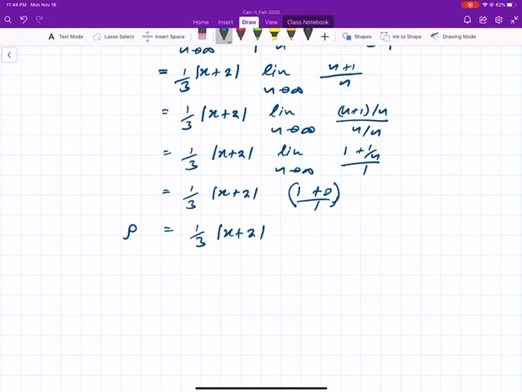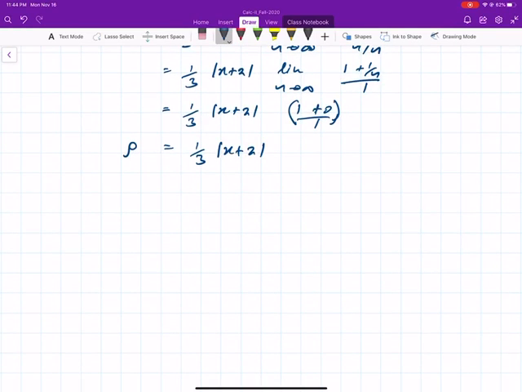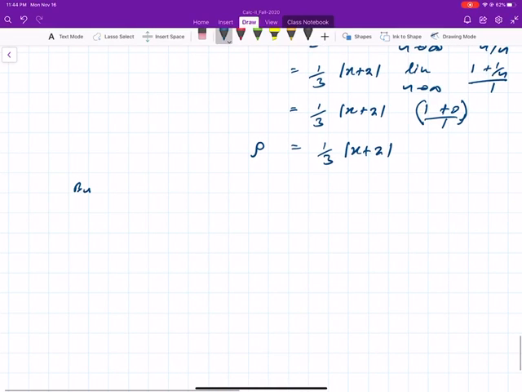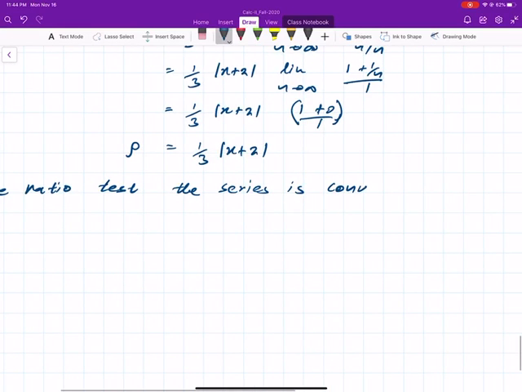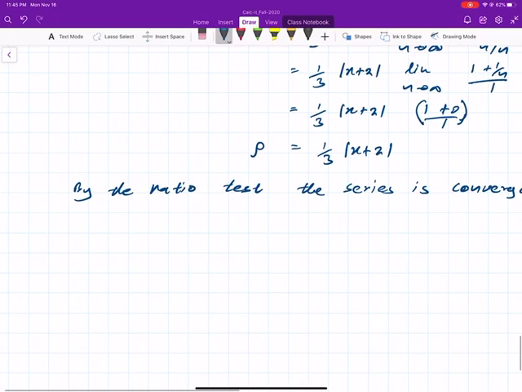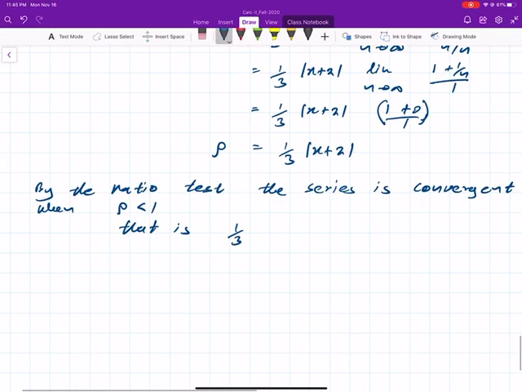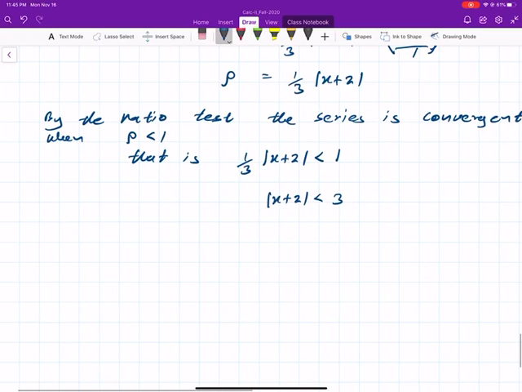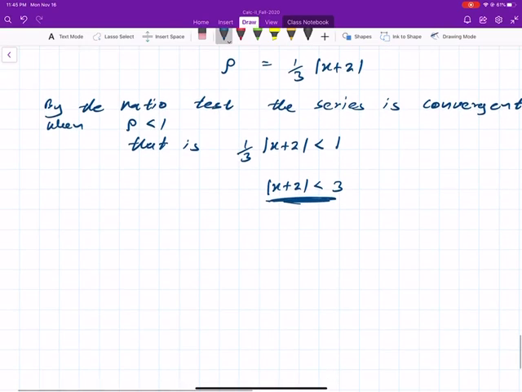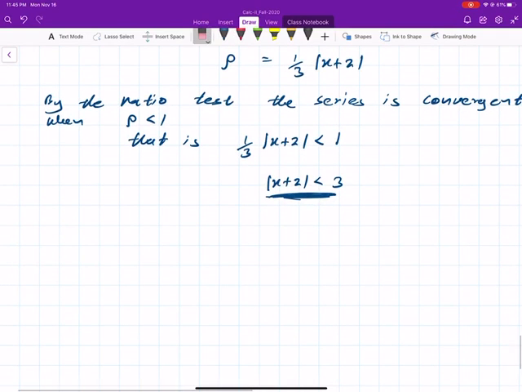You know that this series converges when rho is less than 1. Alright, you write here: by the ratio test the series is convergent when rho is less than 1, that is, 1/3 absolute value of x plus 2 is less than 1, then that means absolute value of x plus 2 is less than 3. Alright, now you have to solve this for x. That is already learned in Calc 1. So you could use your Calc 1 knowledge.